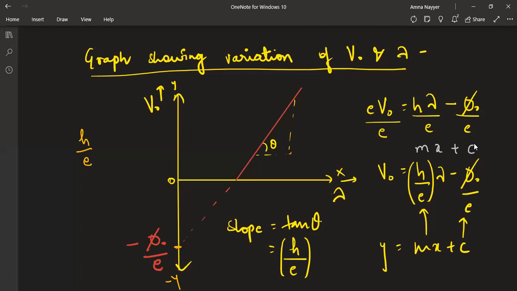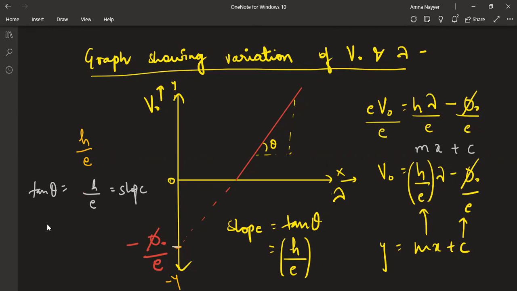And this minus phi naught by e becomes the y-intercept. So you will plot it on the y-intercept, and since this is negative, it will go below the origin, that is along the negative y-axis. So h by e becomes the slope. And how do we calculate slope? By using tan theta. So tan theta will be equal to h by e, and this is the slope.